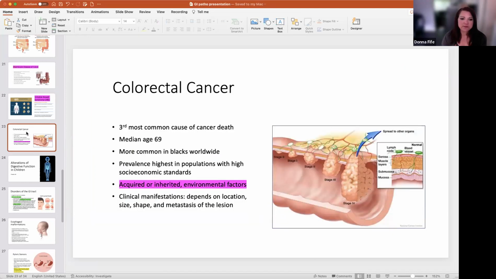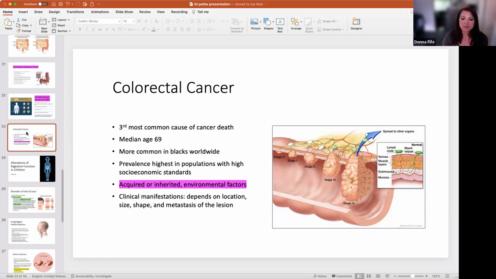Colorectal cancer, this is the third most common cause of cancer death. Median age for this, 69 years old. More common in Blacks worldwide. And the prevalence is highest in populations with high socioeconomic standards. This can be acquired or inherited, and there are environmental factors involved that can lead to colorectal cancer as well.